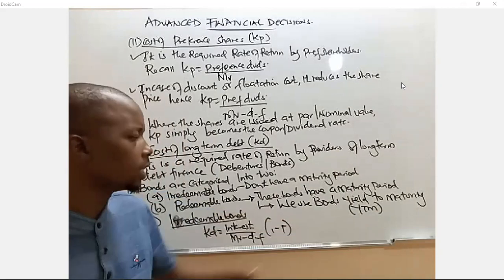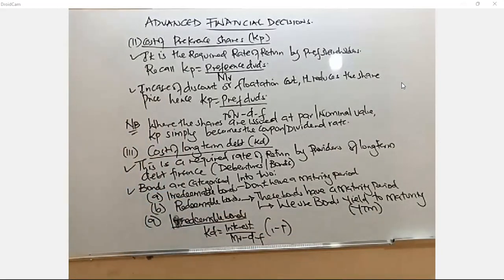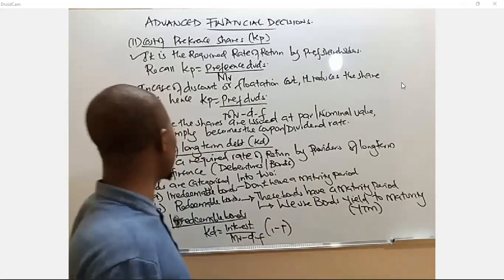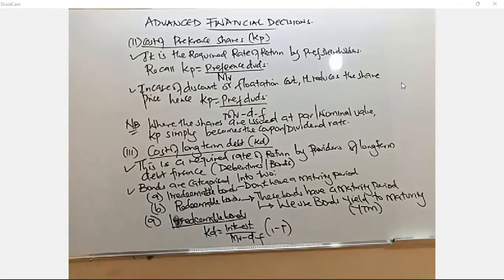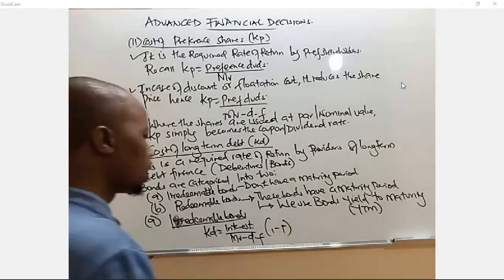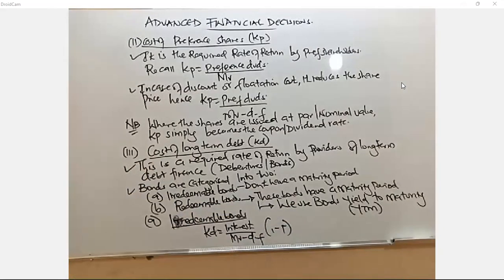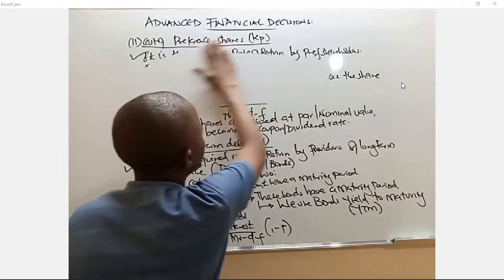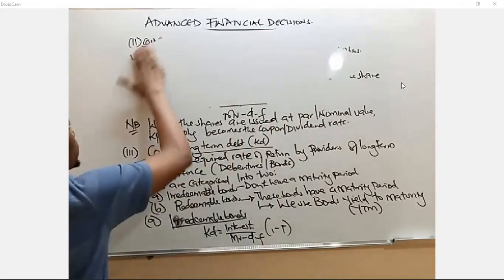The yield to maturity means it is a pre-tax figure. If we are using the yield to maturity, it means we are calculating a pre-tax cost of debt. Therefore, how do you normally get the pre-tax cost of debt? This is how you are calculating it.